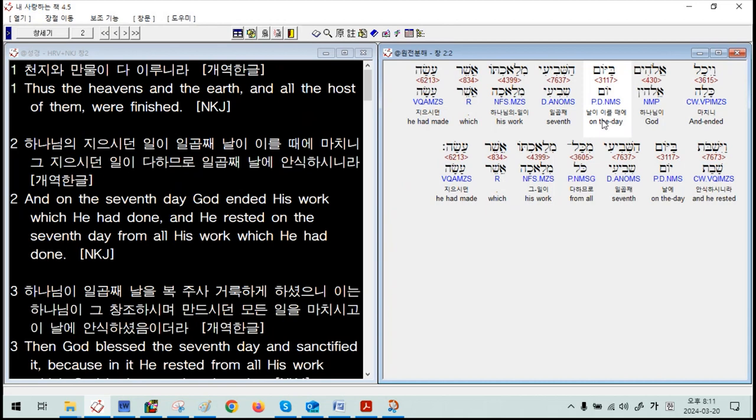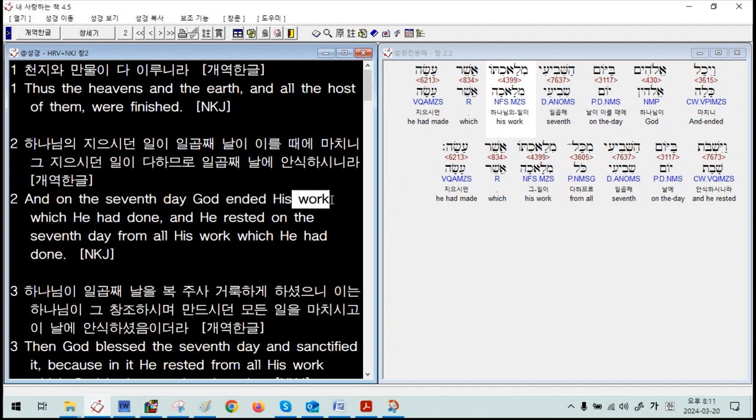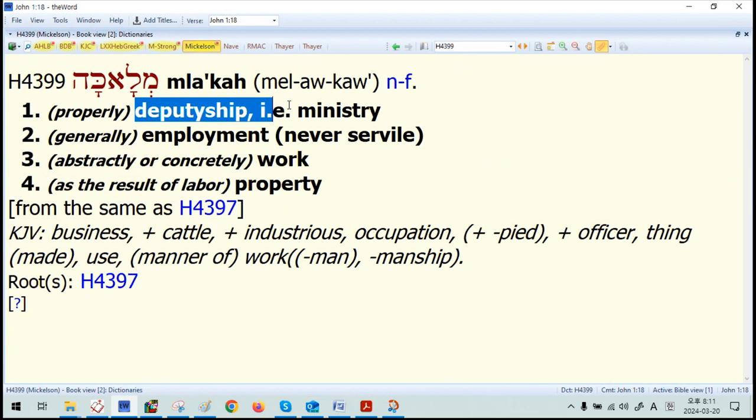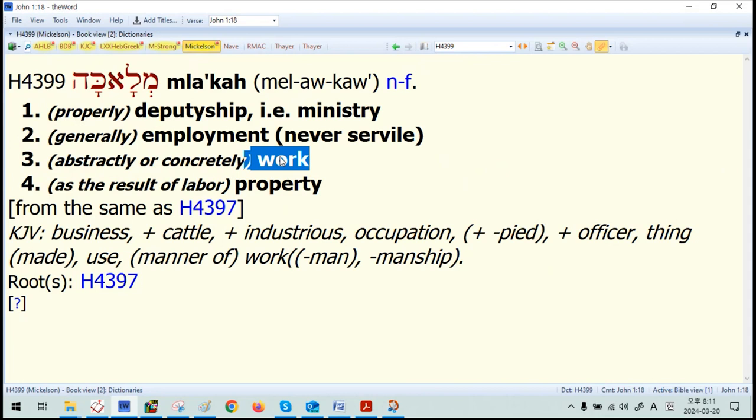His work. So God works presently, present. Same as Jesus works presently, present. Then what work are we talking about? Same work. God's work, Son's work is the same, right? Let's go to what kind of work. 43:99, deputy ministry, which is the Father's ministry, Jesus' ministry. Father's work, Jesus' work. This is a noun feminine, malakah.